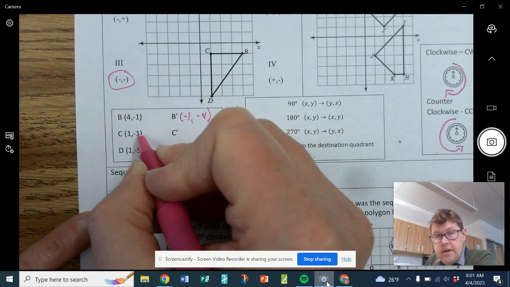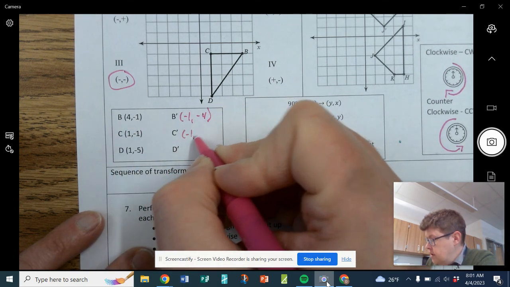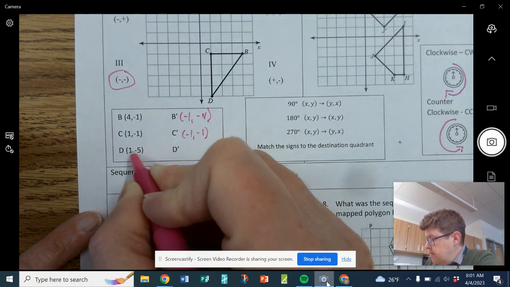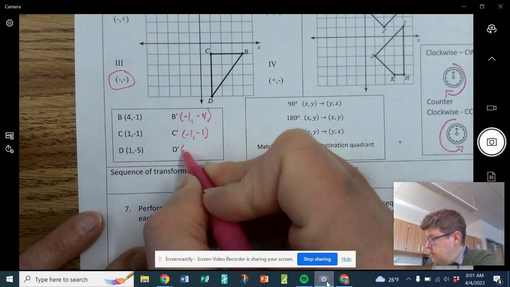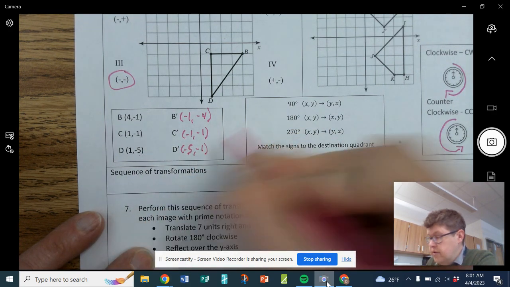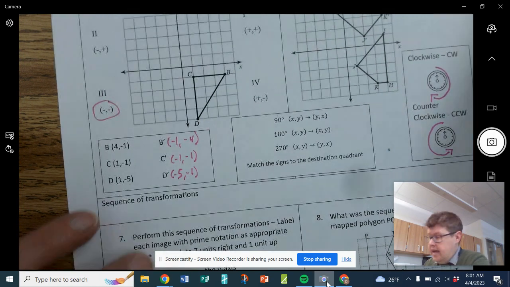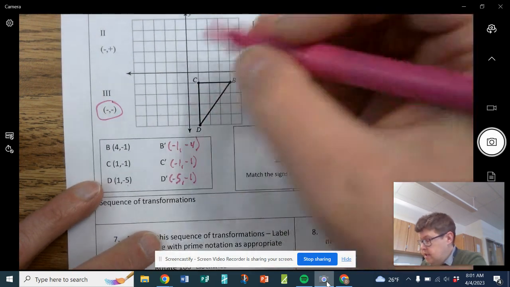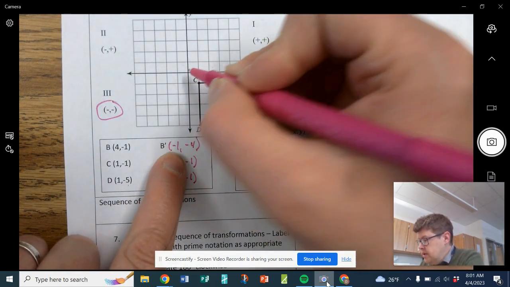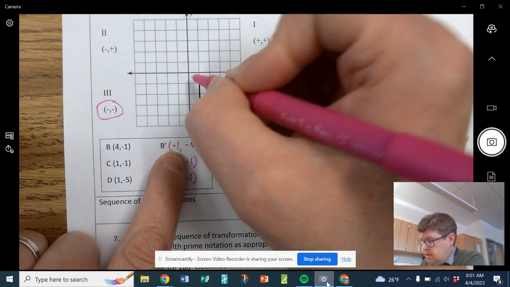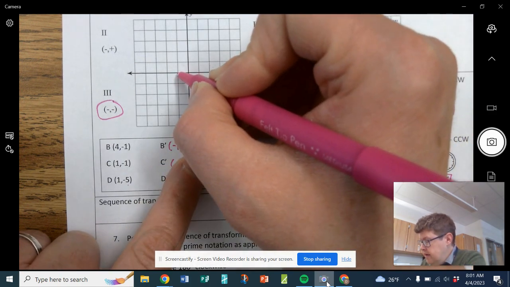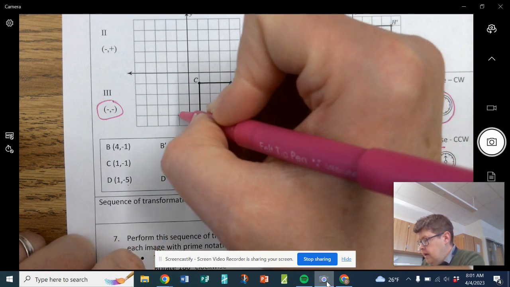I flip these around, and they make them both negative. So -1, -1, and then -5, -1 for D prime after I switch them around and make them both negative. And now that I've got that done, I actually plot these points. Start at the middle. My first is always X because it's on my X-axis, right? So I find -1, I find -4, which is right here, and I see where they meet.